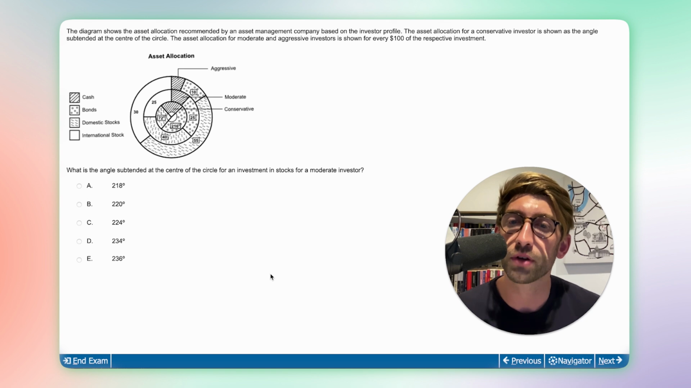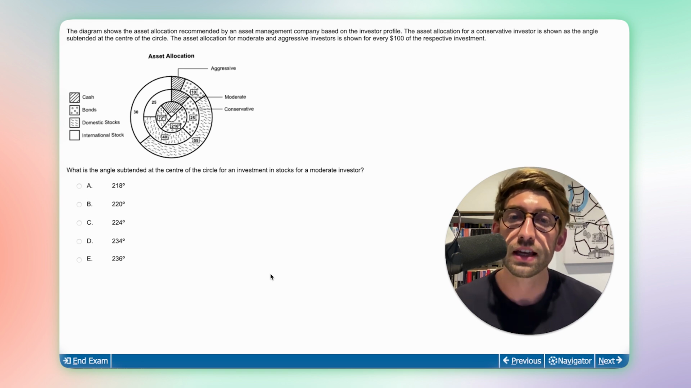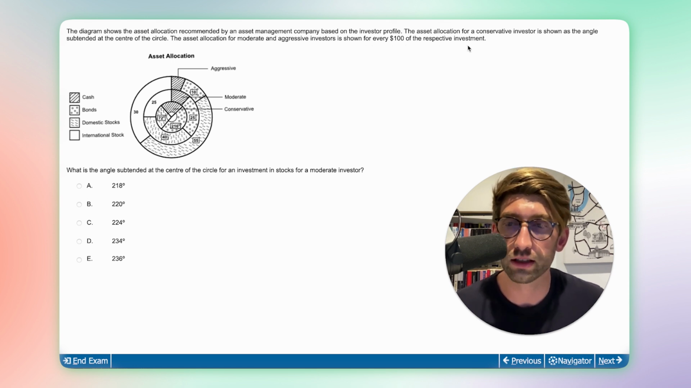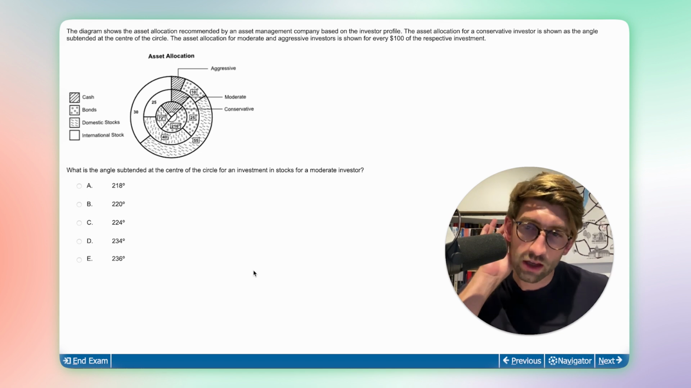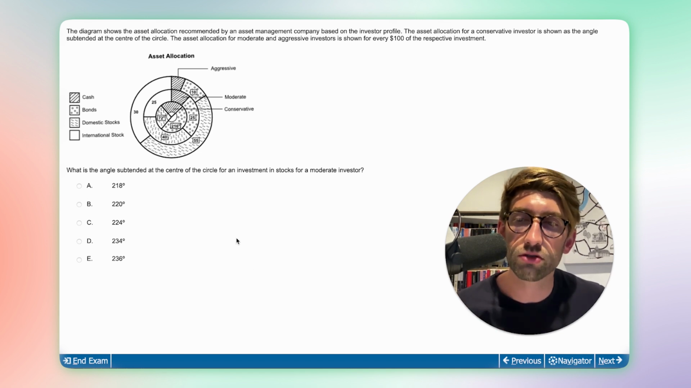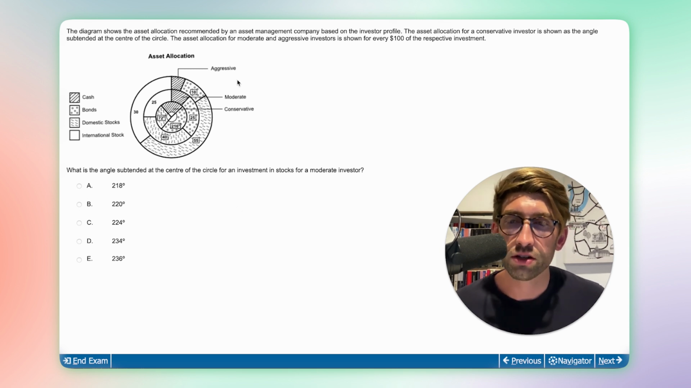Asset allocation for moderate and aggressive investors is shown for every $100 of the respective investment. Okay, so just to bear this in mind, right? Firstly, this is really important to get to grips with what's going on here.